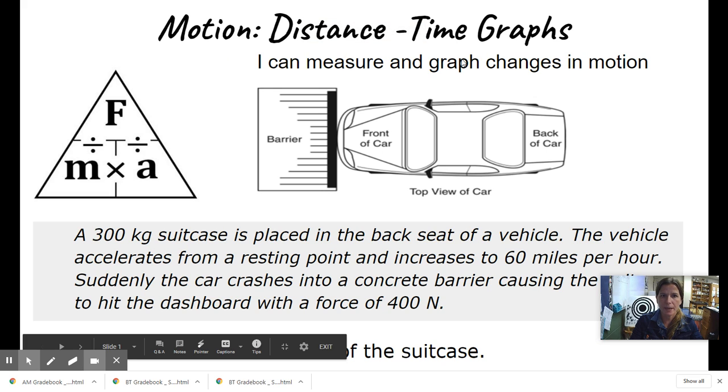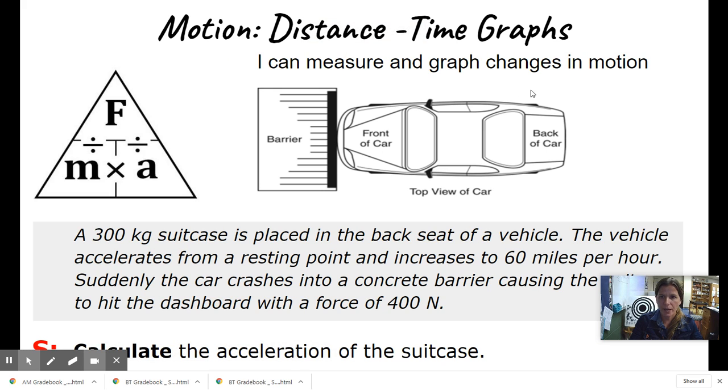Motion distance time graphs. I can measure and graph changes in motion.